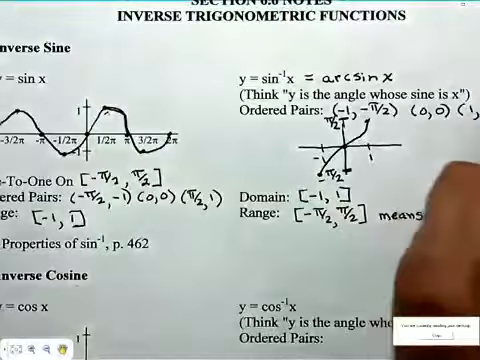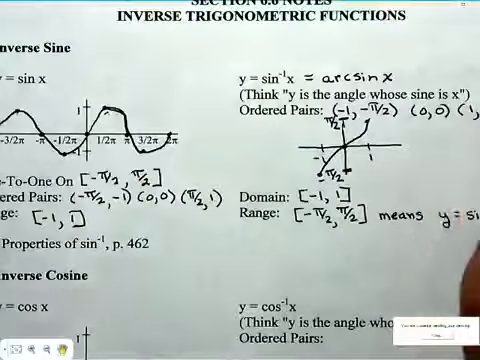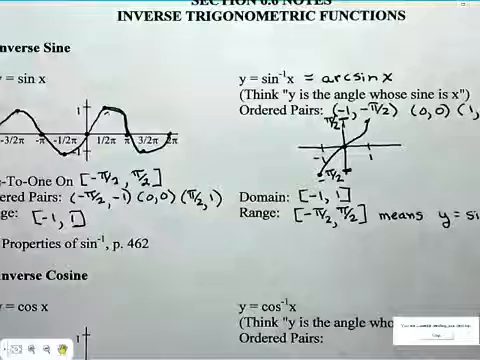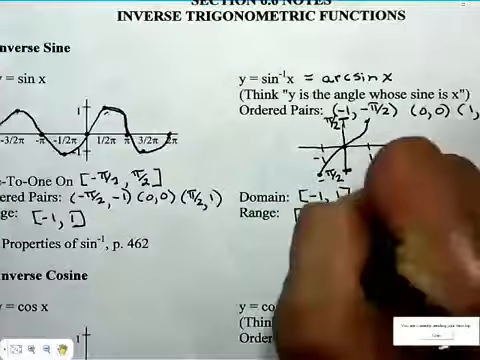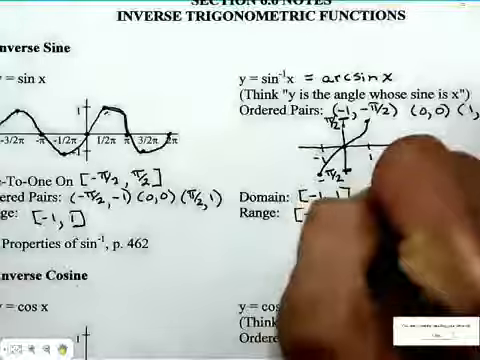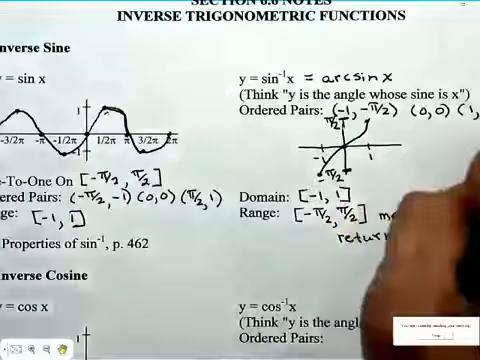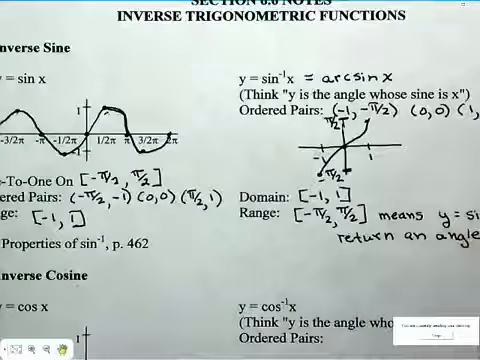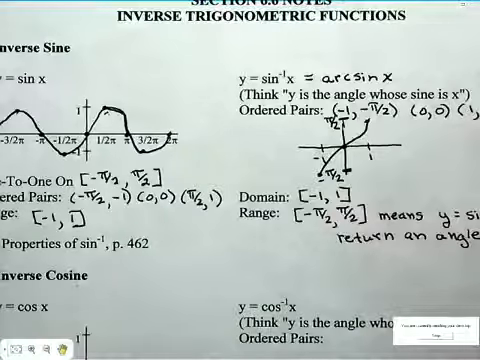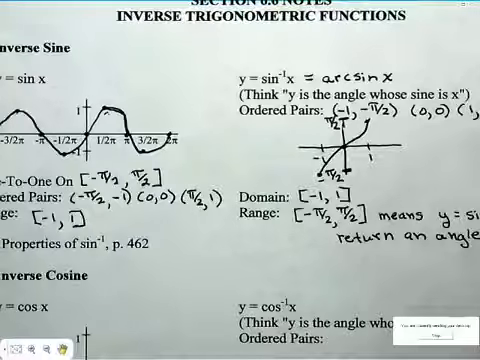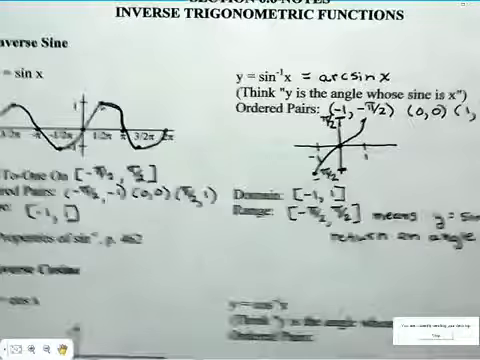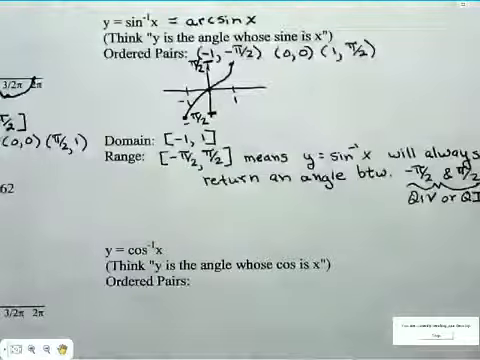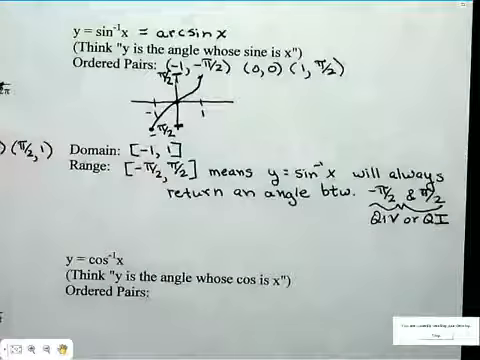And this range being negative pi over 2 to positive pi over 2 means y equals inverse sine of x will always return an angle between negative pi over 2 and positive pi over 2, which is quadrant 4 or quadrant 1. The inverse sine button will always give you an angle between negative pi over 2 and positive pi over 2.